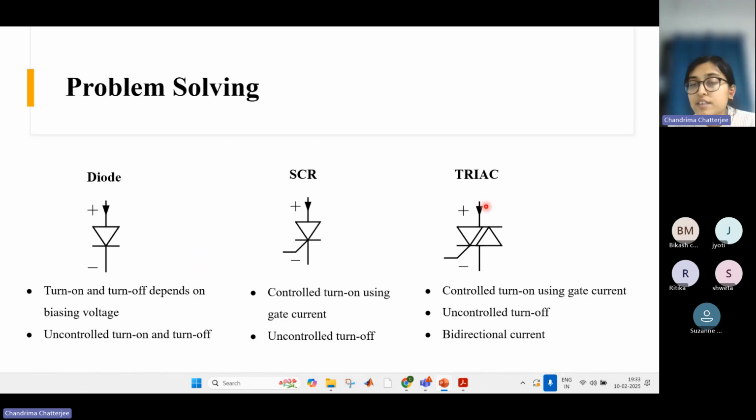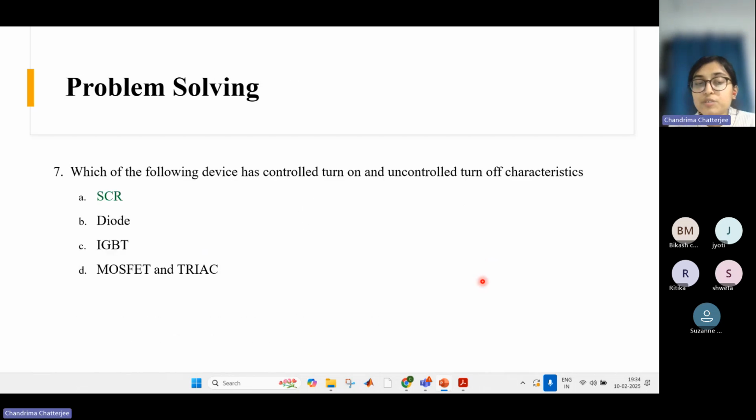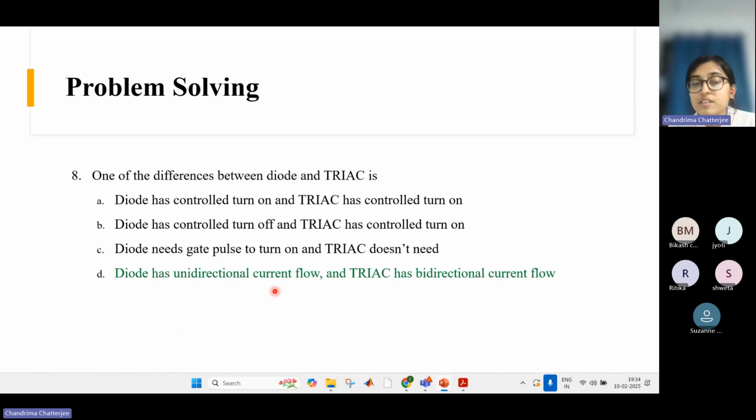But for triac, current can go in either direction, from this side to this side as well as from this side to this side, right? Because of its structure like this. It is kind of a combination of two diodes connected back to back, and it also has a third terminal which is the control terminal. So the fourth option is the correct one: diode has unidirectional current flow and triac has bidirectional current flow. Okay.